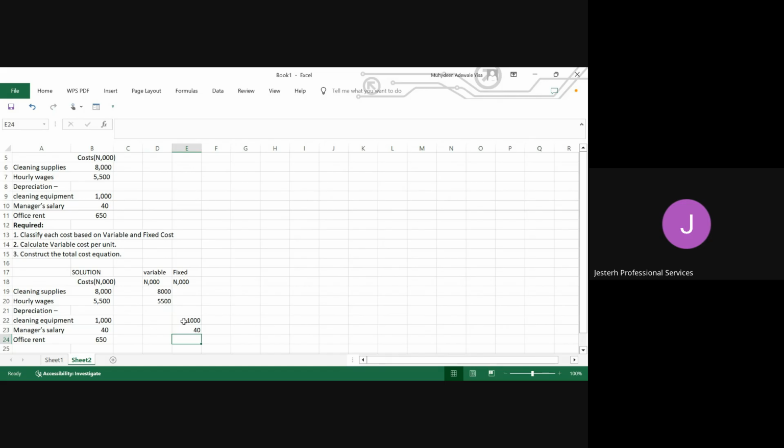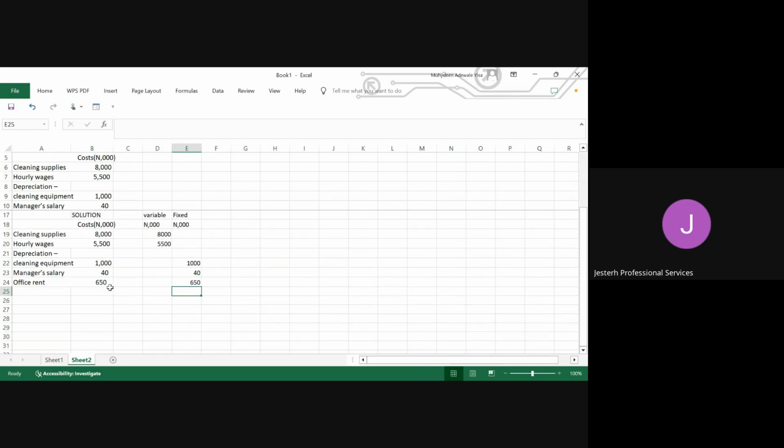Now, office rent, the administrative block the organization is using, is fixed for a period of time. They are paying for the rent whether the organization performs the activities for the customer or not. They are still going to pay this amount of money. Now, 650 still stands.